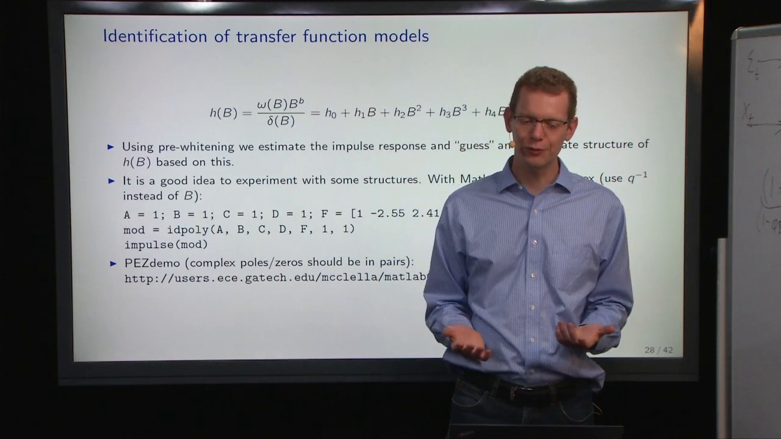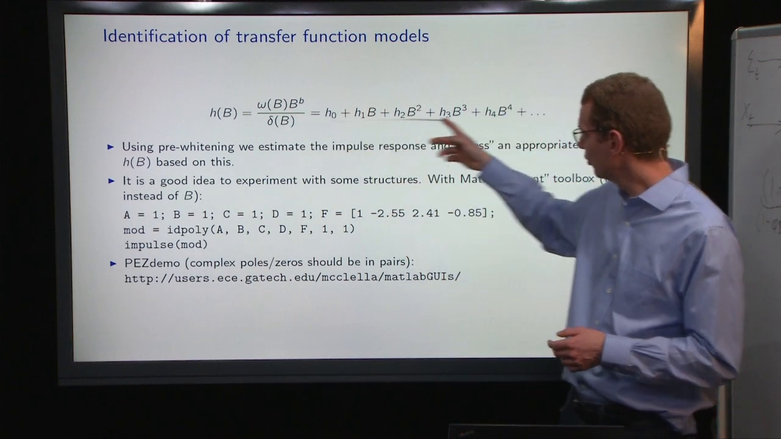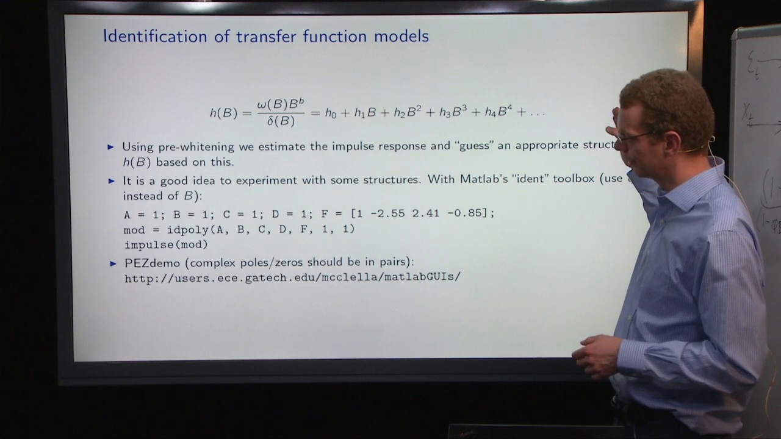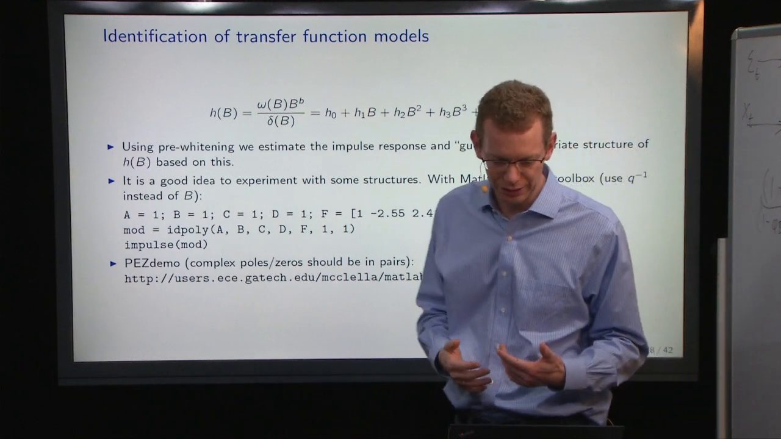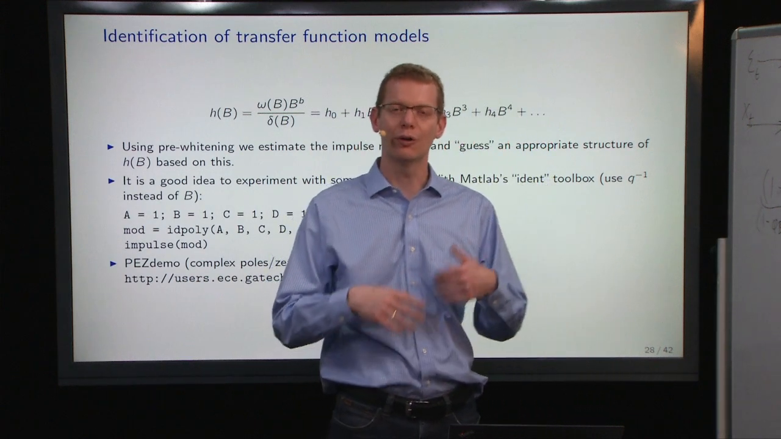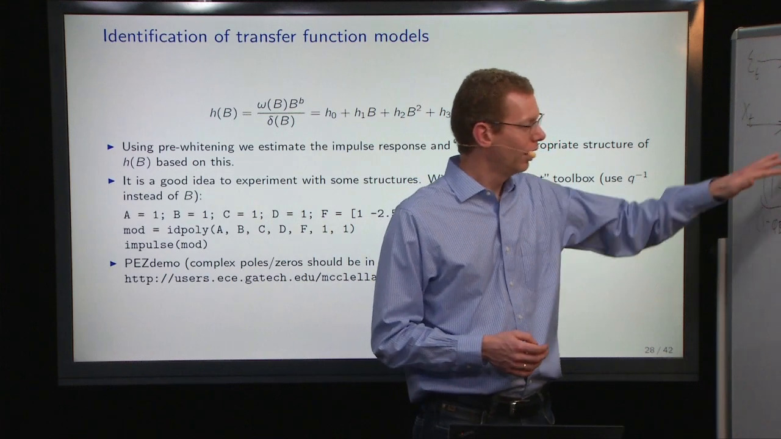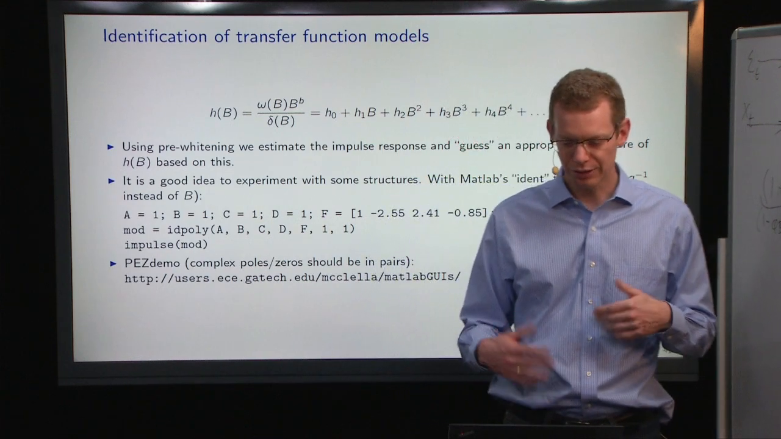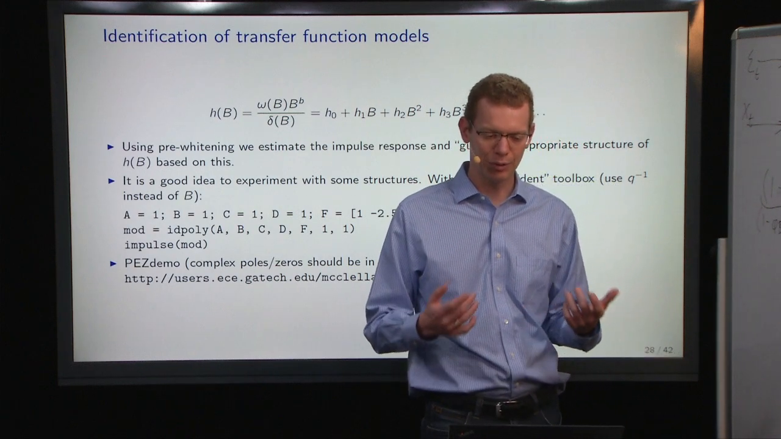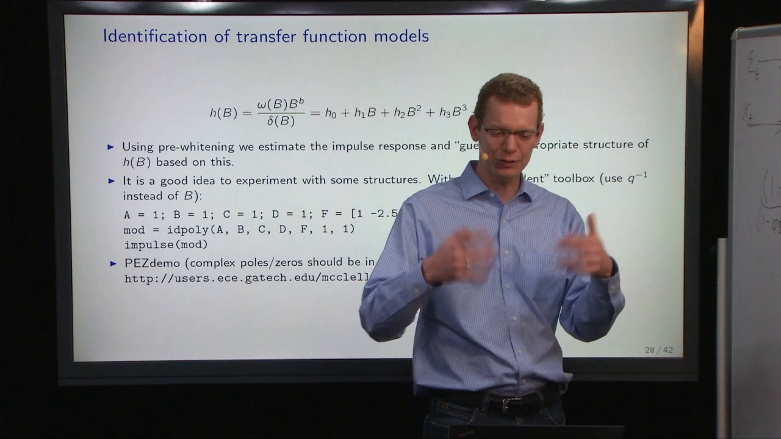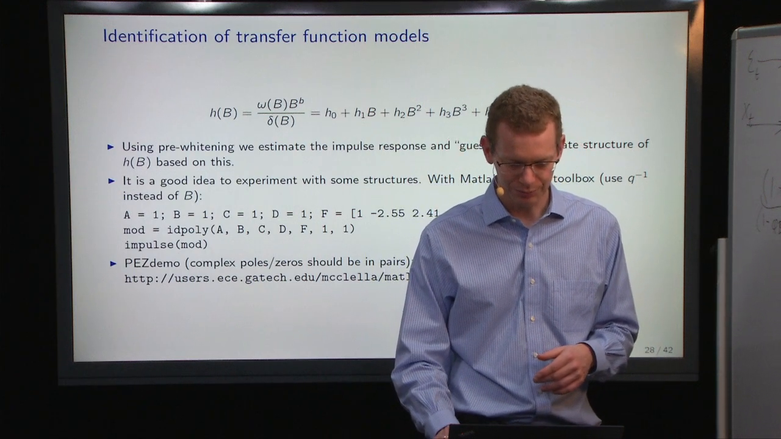So how do you identify these transfer function models? Effectively, you're looking at the impulse response being potentially infinite. What we just saw before was we can use pre-whitening to get an estimate of the structure of the system, H of B, and then based on this we can get an estimate of what it is that we want to estimate. Now when we then specify everything, we can estimate parameters in the particular model order.